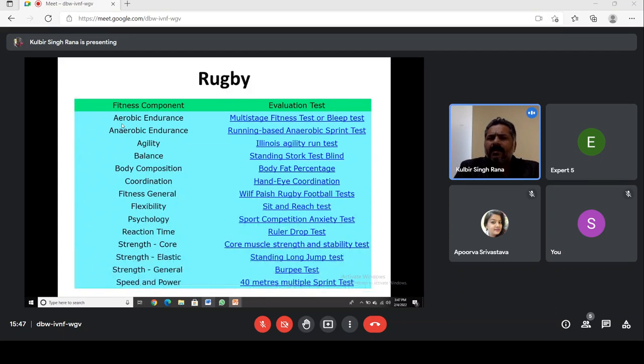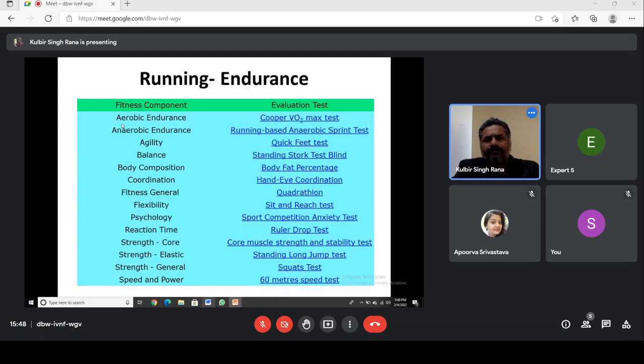Then rugby. Rugby again is a multi-dimensional sport. You'll require almost every component. Rugby, football, soccer and hockey require almost everything, right? Then it comes to running. When it comes to athletics, running is tested with the Cooper VO2 max test. I think you have heard about it, right? Yes, sir. Purely running endurance athletes will require more of the VO2 max. The basic parameter will be the VO2 max every time. But again, they'll require some kind of strength, core muscle strength, and flexibility as well. So those things will be tested too.